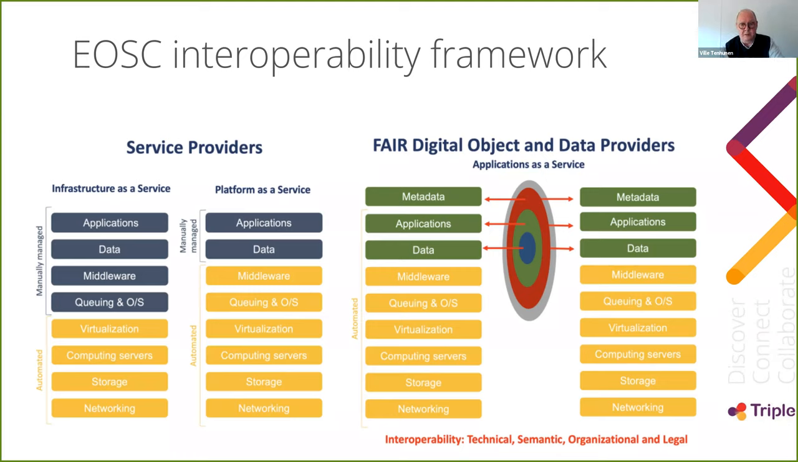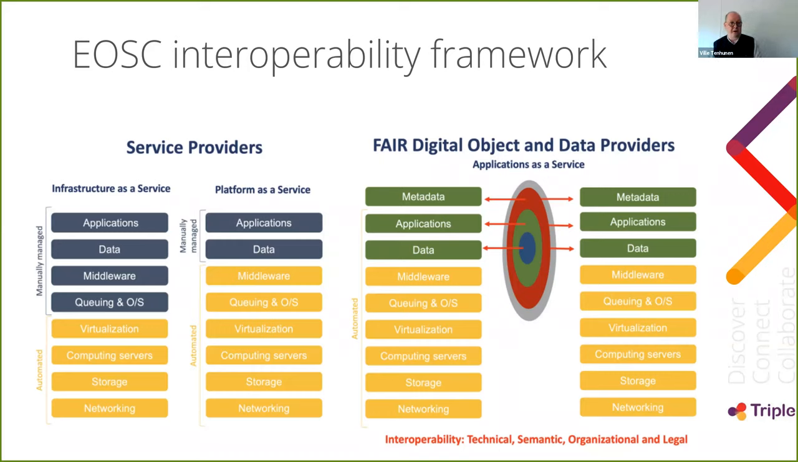I think that I can skip this a little faster. But there is a service provider stack nowadays, where there is infrastructure as a service, and then there is a term like platform as a service. And there are different kinds of layers, like applications. These are something users normally use. Then there is data. Data is something that is moving. Middleware is something we need when we are doing these transactions. Queuing and operating systems are pretty technical things, like virtualization, computing services, storages and networking. These are in the stack, this kind of infrastructure part.